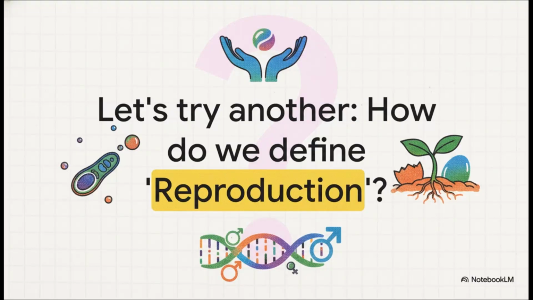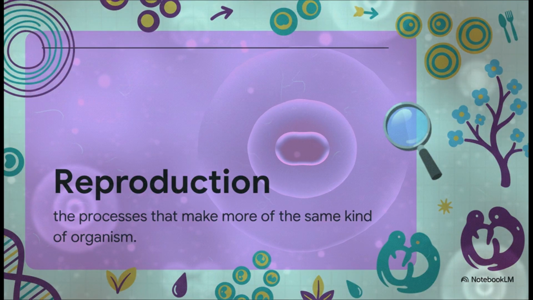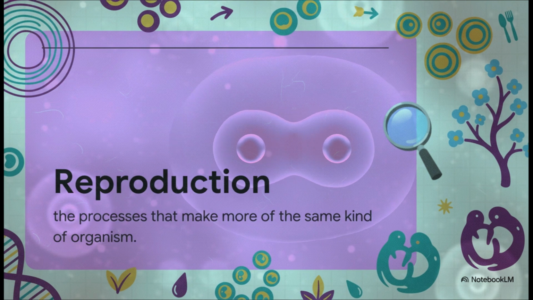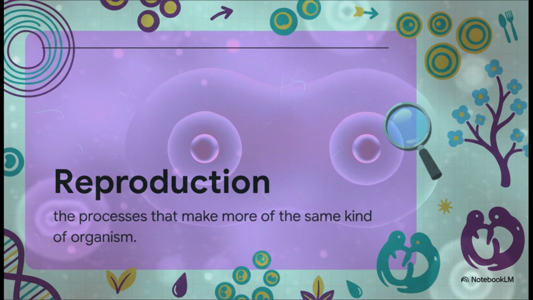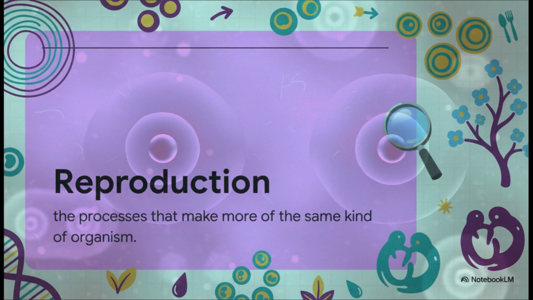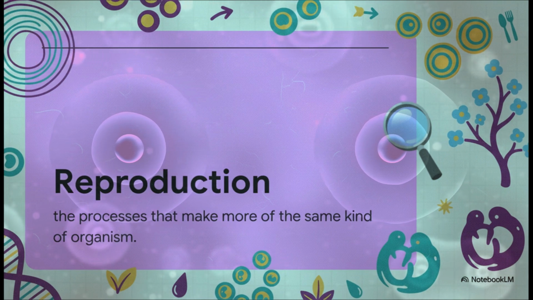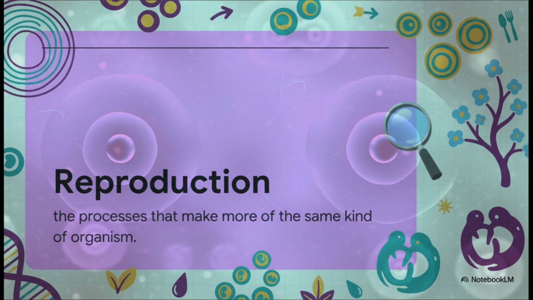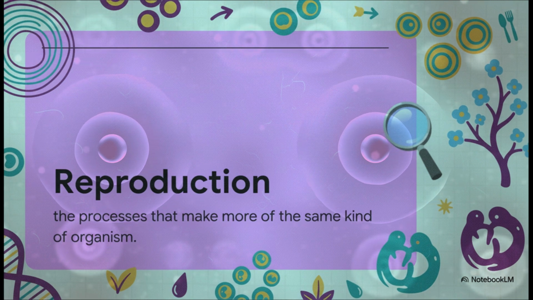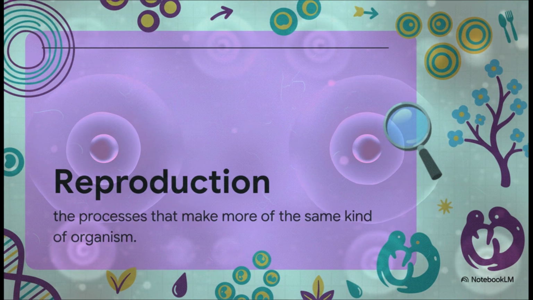Nice one. Let's try one more. This one is absolutely vital for life to even continue. So what's the precise definition of reproduction? Pause again and see if you've got this one locked in. And the answer is the processes that make more of the same kind of organism. It sounds simple, right? But it's so important. Without reproduction, a species just gets one generation, and that's it. Game over. So takeaway, know MRS GREN, and know those definitions backwards and forwards.